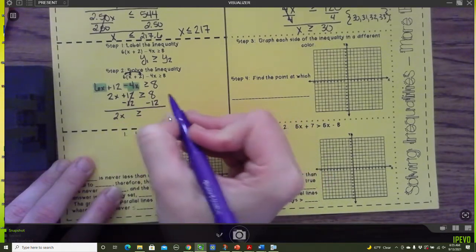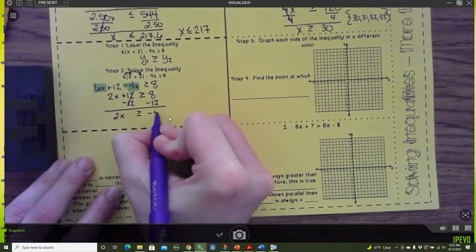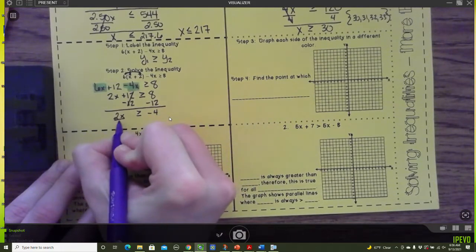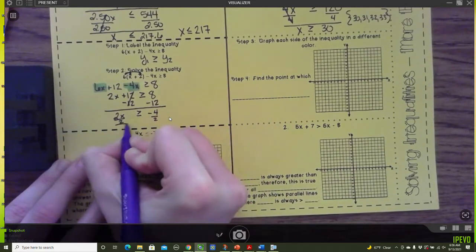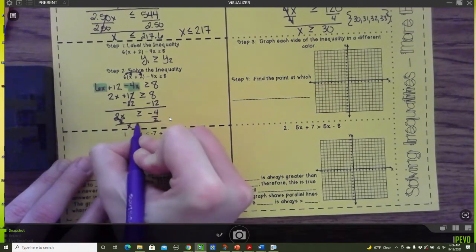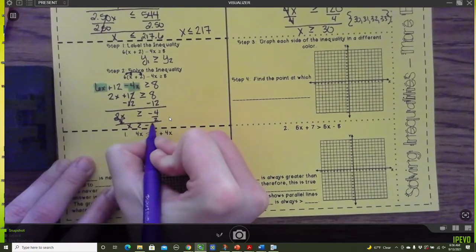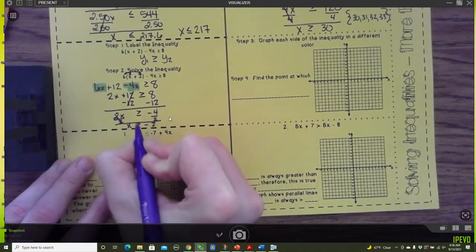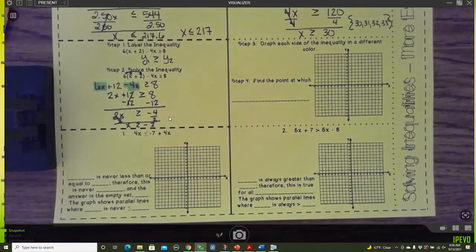Eight minus 12 is negative 4. Then we have to move this 2, so I'm going to divide both sides by 2. The 2's cancel. X is greater than or equal to negative 2. Sorry, that's that sign, greater than or equal to. All right, now we have to graph these.